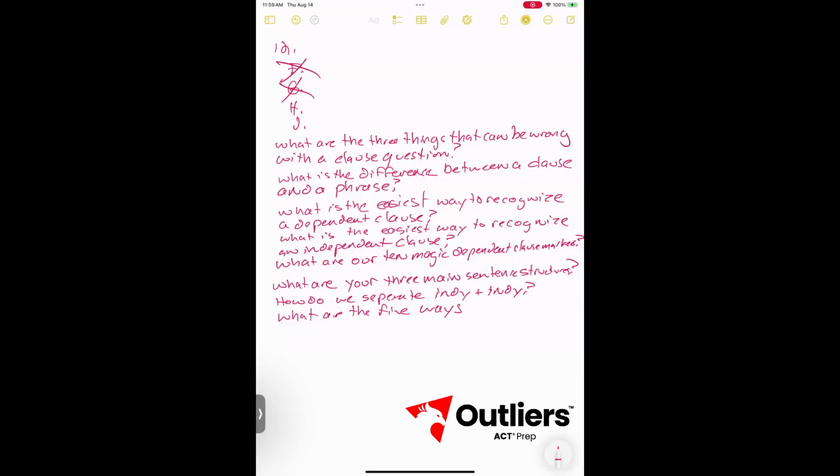And then J, we can eliminate again, just like for F and G, because the clauses are separated improperly. We have 2 independent clauses, and they did not use one of the 5 ways. So J is wrong because the clauses are separated improperly, leaving us only with answer H, which is indeed our correct answer.